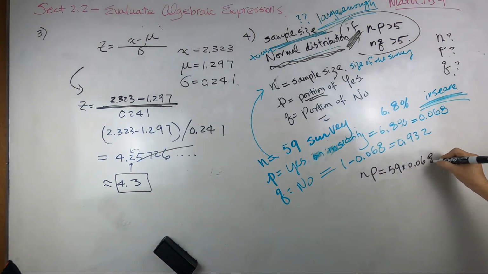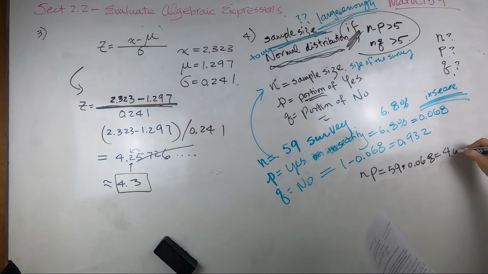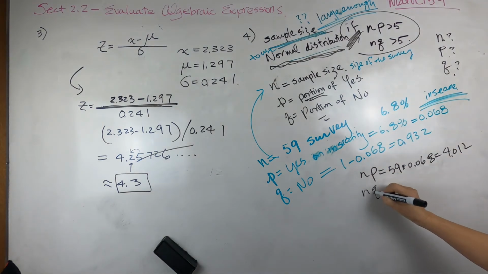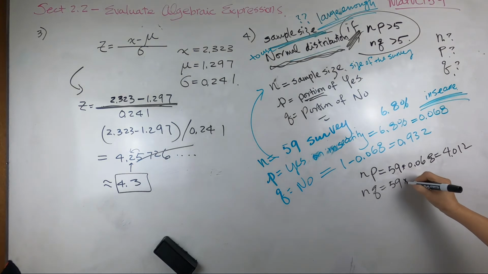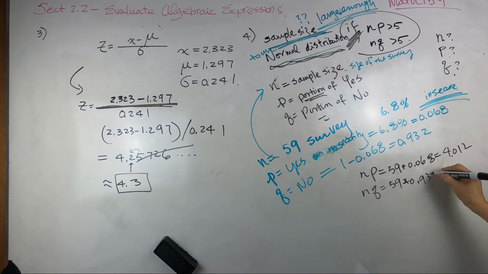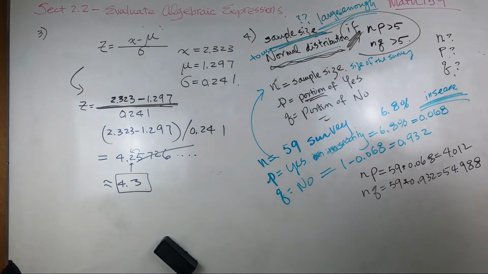Right? Then you get what? Let me see what kind of number we get. 4.012. Then if you do nq, you do 59 times 0.932, which is what? 54.988. How do we make a decision?